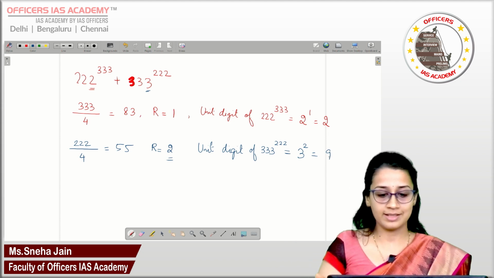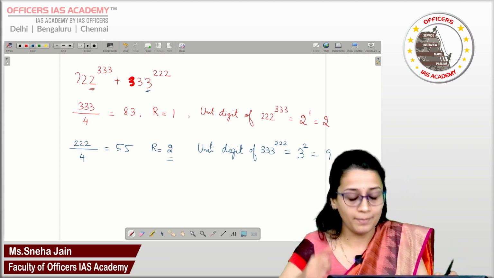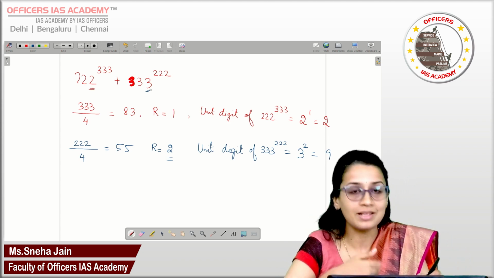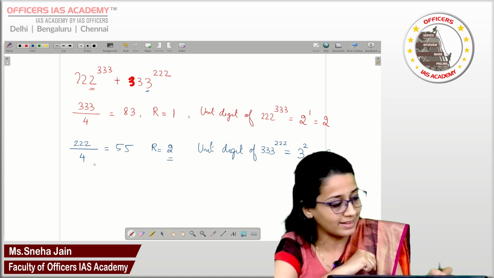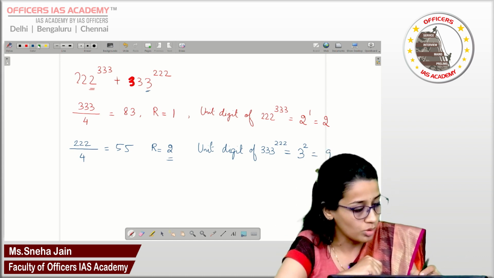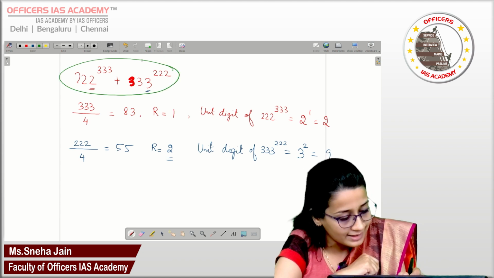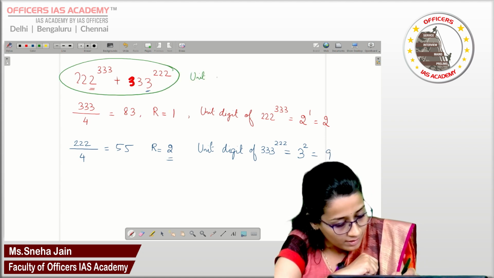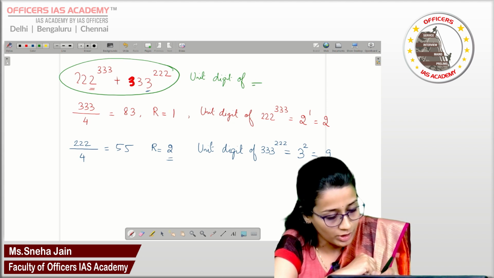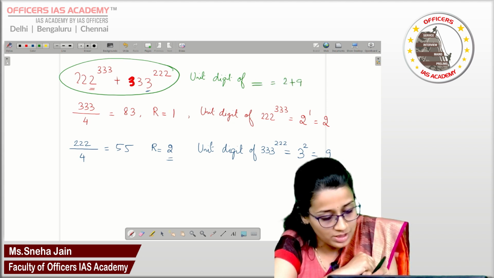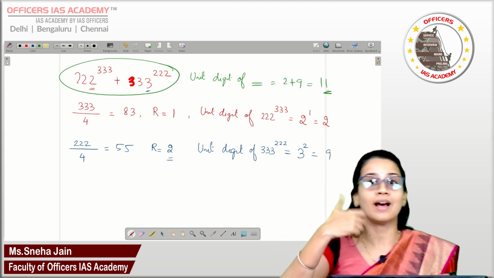Now look at this. If the unit digit of this number is 2, the unit digit of this number is 9. If you add 2 plus 9, what will be the unit digit of this entire sequence? The unit digit of this entire thing is going to be 2 plus 9, which is 11. So you have 1 at the end.